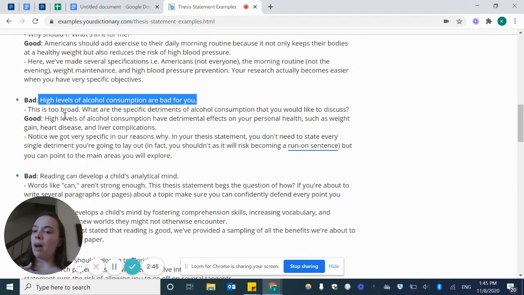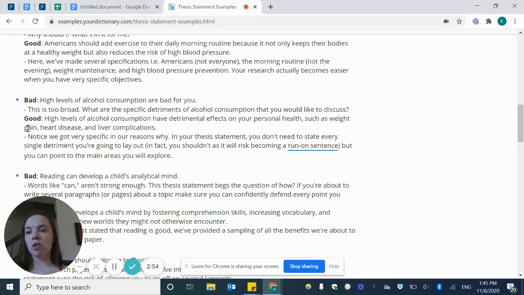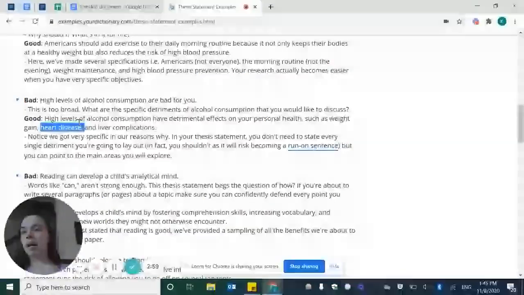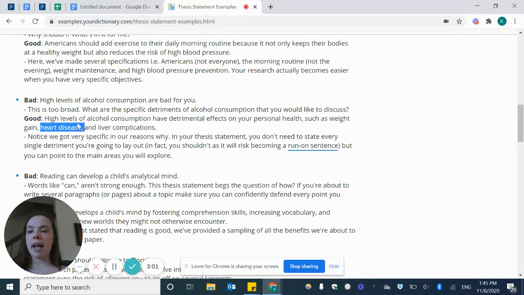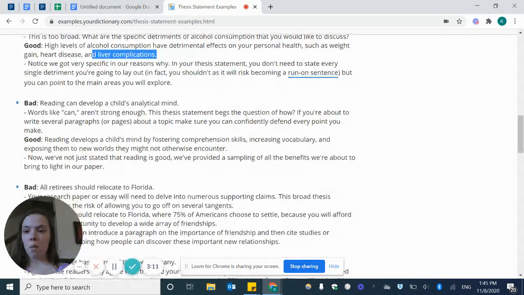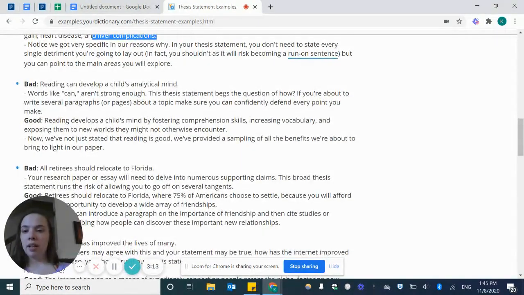So, if I were talking about alcohol abuse, maybe I would go in order. Maybe in my first body paragraph, I'm talking about how alcohol affects weight gain. Maybe in the next one, how it impacts my heart. And then in the last one, I'll talk about liver complications. So sometimes thesis statements also lay out how you're going to organize the rest of your paper. Let's look at one more.